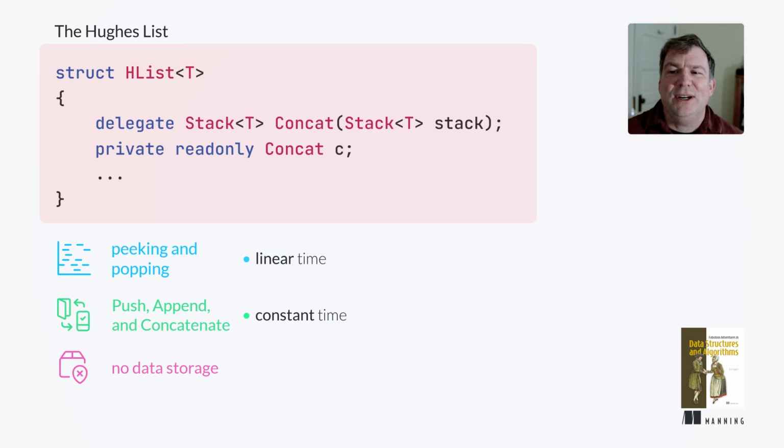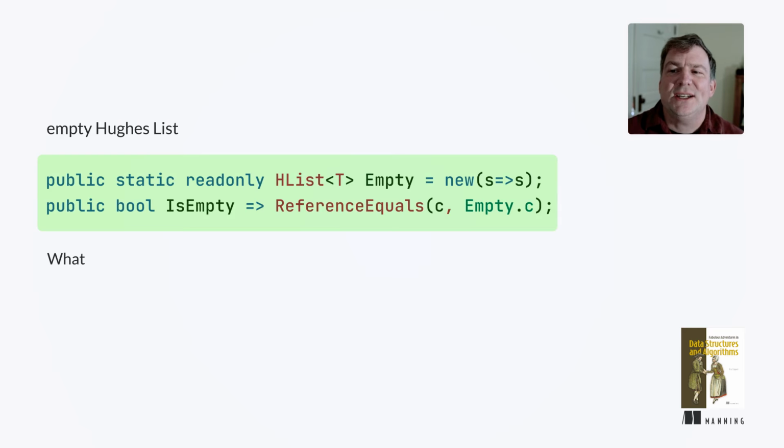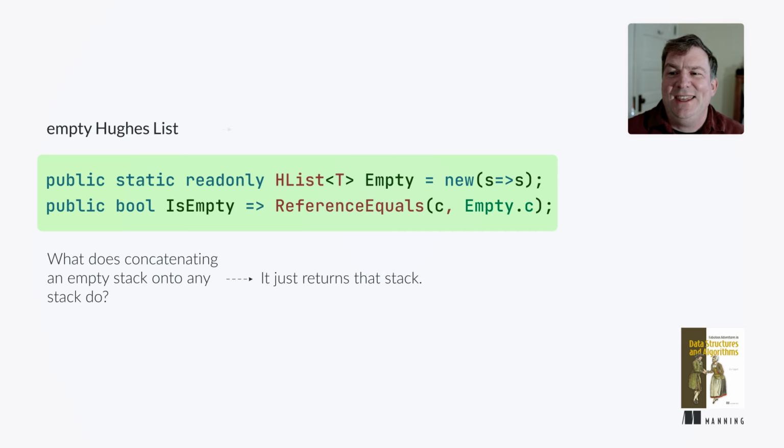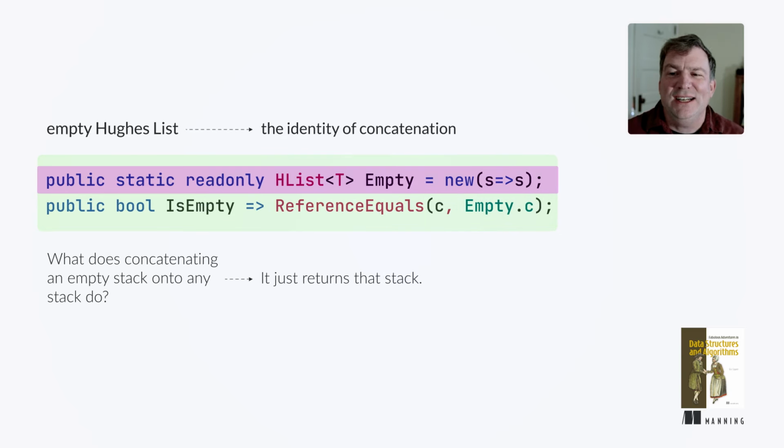Its only member is a delegate to a function called concat that takes a stack and returns that stack concatenated to some other stack. So how could this possibly represent a list? Well, we can start by looking at the empty Hughes list. What does concatenating an empty stack onto any stack do? It just returns that stack. The empty Hughes list is the identity of concatenation, so the identity function is the empty Hughes list.